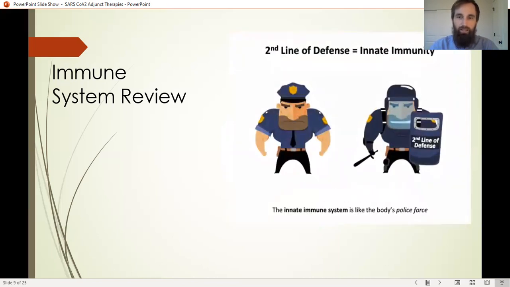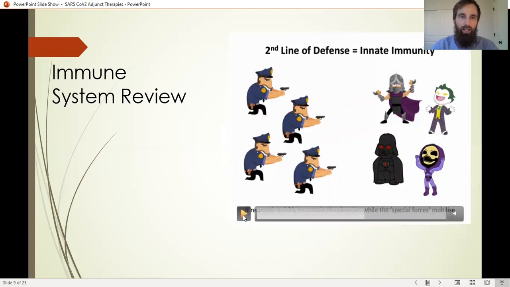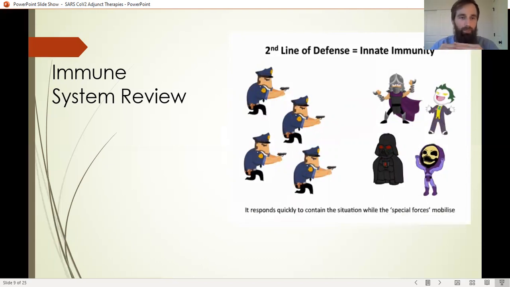The second line of defense is the innate immunity: the neutrophils, monocytes, short-acting, long-acting. These are non-specific. They're non-adaptive, meaning they can't remember the exact type of pathogen. They respond quickly to contain the situation. And again, with the interferon suppression that happens with COVID, with SARS-CoV-2, that quick containment of the situation is vitally important.